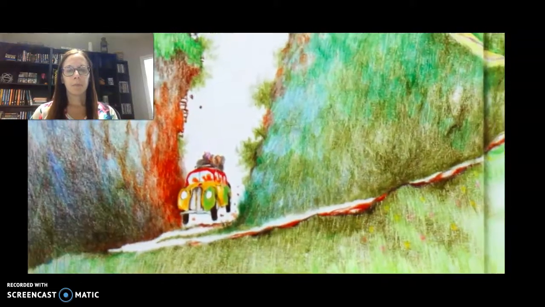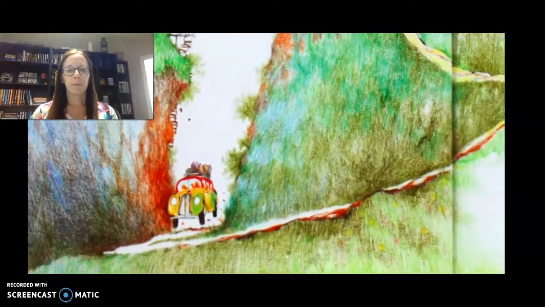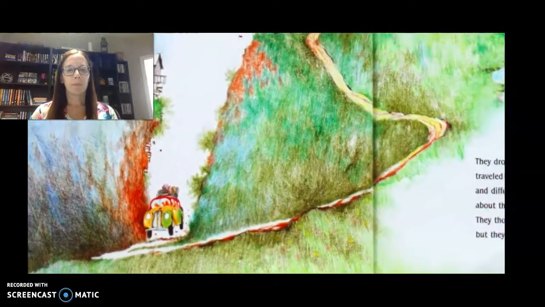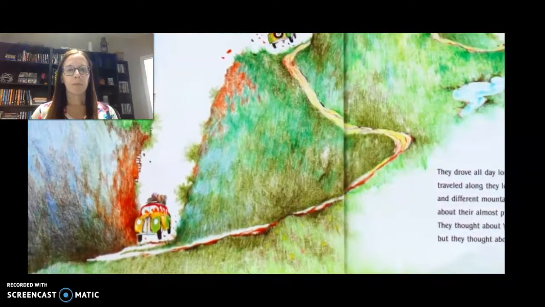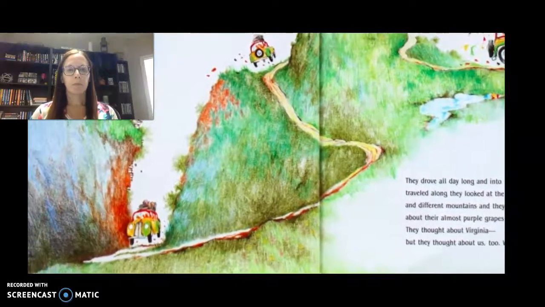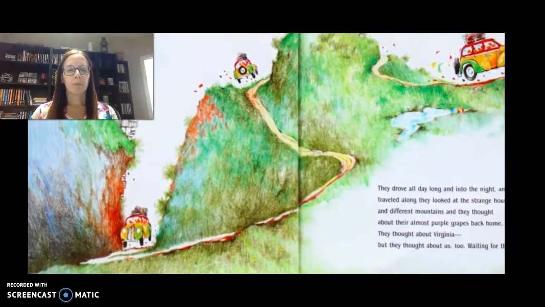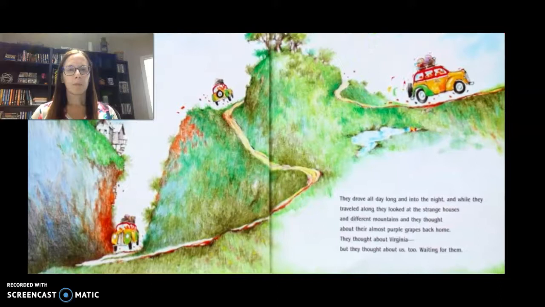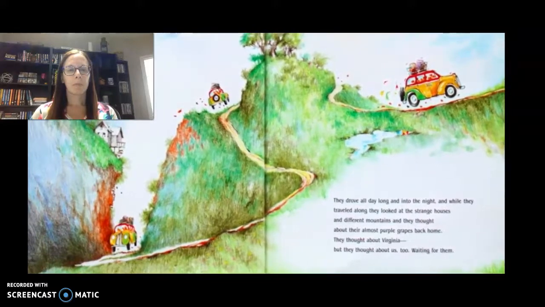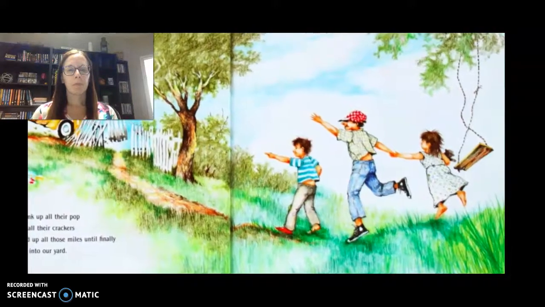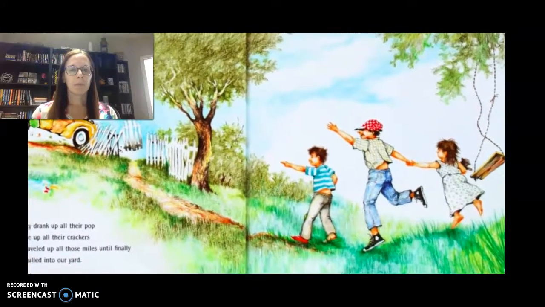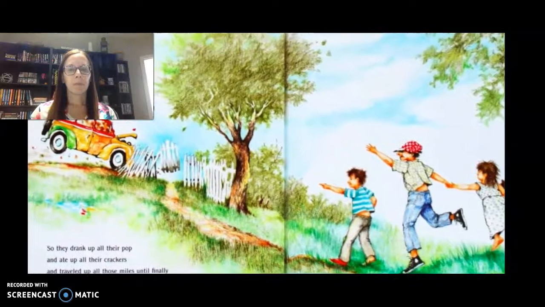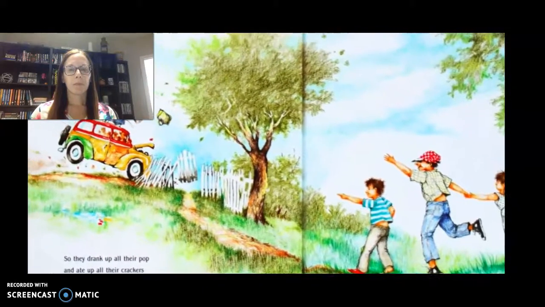They drove all day long and into the night, and while they traveled along they looked at the strange houses and different mountains, and they thought about their almost purple grapes back home. They thought about Virginia, but they thought about us too, waiting for them. So they drank up all their pop and ate up all their crackers and traveled up all those miles until finally they pulled into our yard.